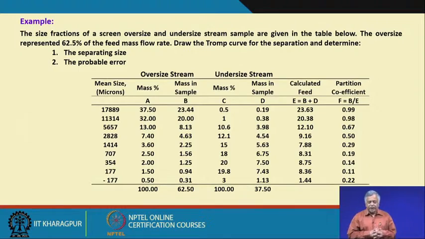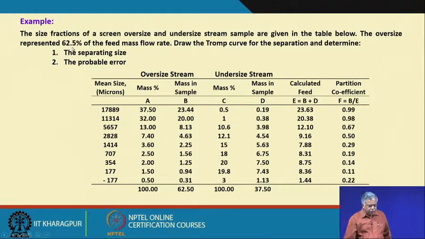Okay. And then I also have to know what percentage of the feed was reported to the oversize. If I know that percentage, I know what percentage has reported to the undersize. Here that value is given: the oversize represented 62.5% of the feed mass flow rate. So, the remaining 100 minus 62.5, that is 37.5%, has reported to the undersize fraction. Draw the Tromp curve for the separation and determine the separating size and the probable error.